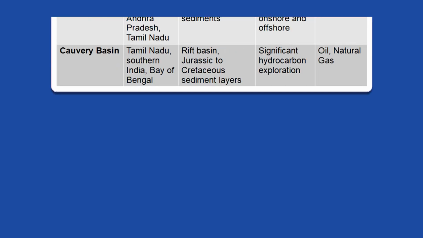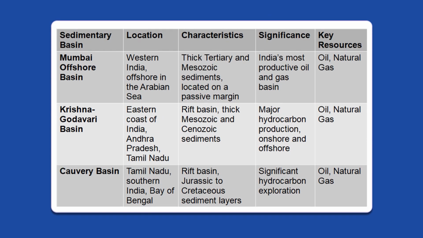Now, coming to the various sedimentary basins of India, if you can name them, it is the Mumbai Offshore basin that is located in western India, and it is characterized by thick Tertiary and Mesozoic sediments located on a passive margin, and which is one of the most productive oil and gas basins of India. Krishna Godavari basin is again significant because of its major hydrocarbon production onshore and offshore, and it is located on the eastern coast of India.